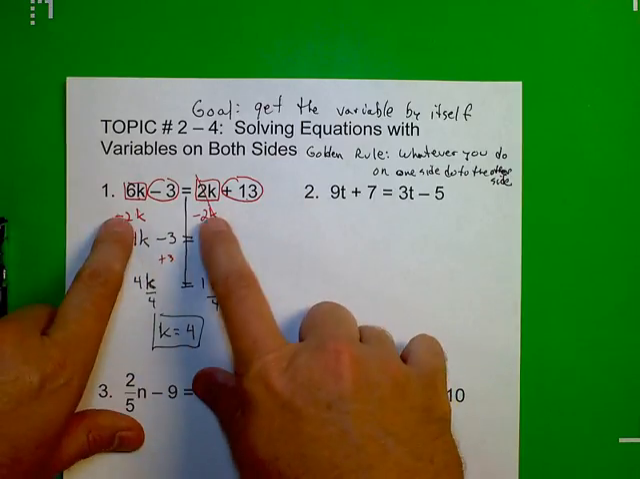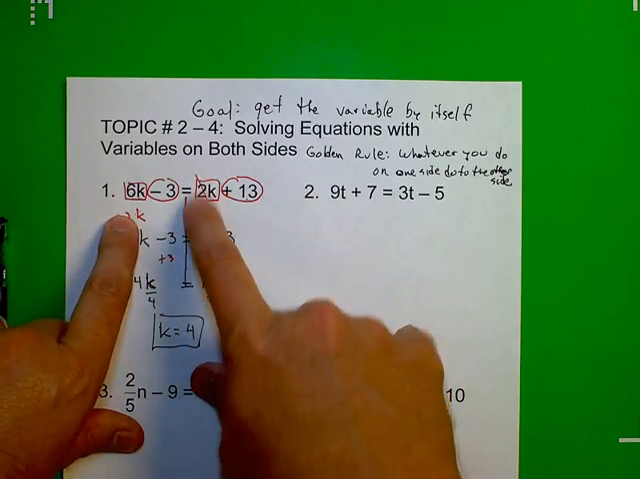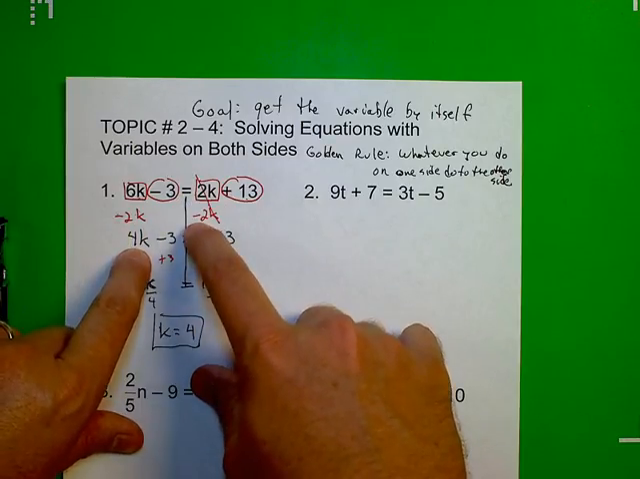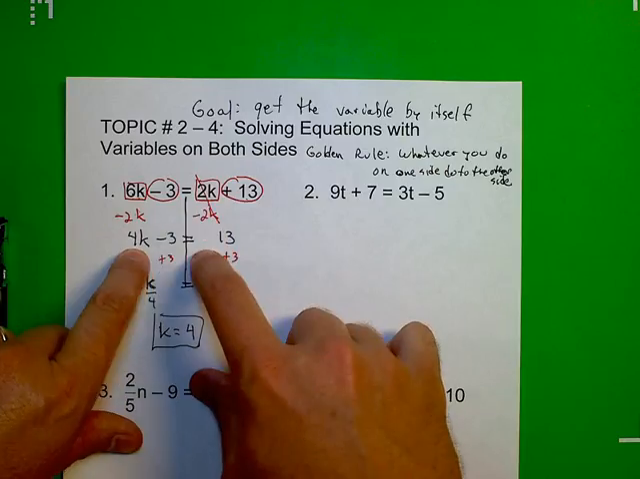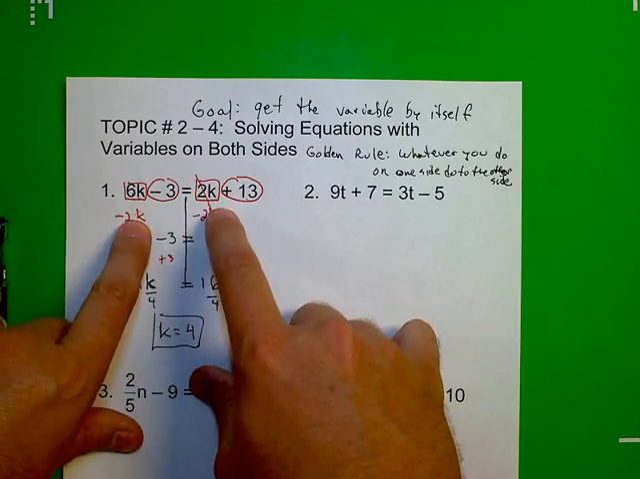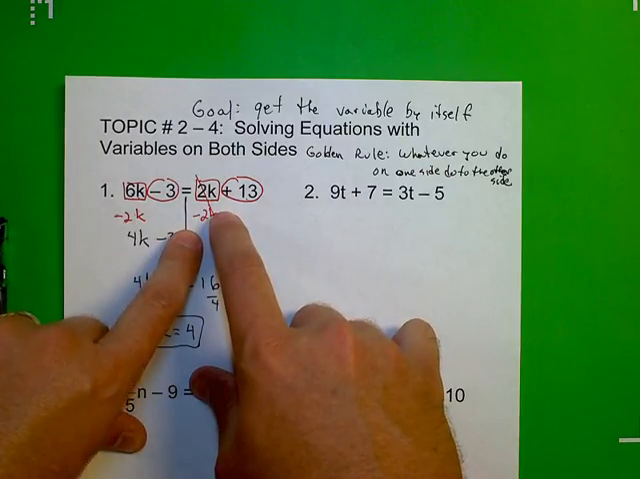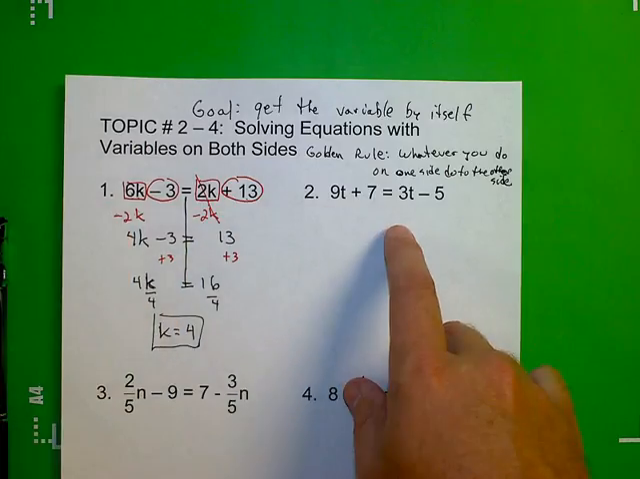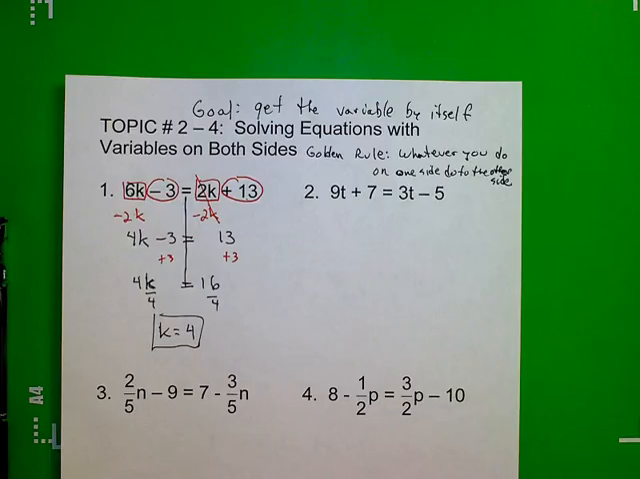It's still like we did before, opposite operations. To get this to 0, this was positive, so I'm going to subtract, and that's going to go to 0. But whatever I do here, I still have to do here. I can't take away 2K's and not take away 2K's on the other side. Okay, I want everybody to try number 2. I'm going to pause it, and we're going to try number 2.